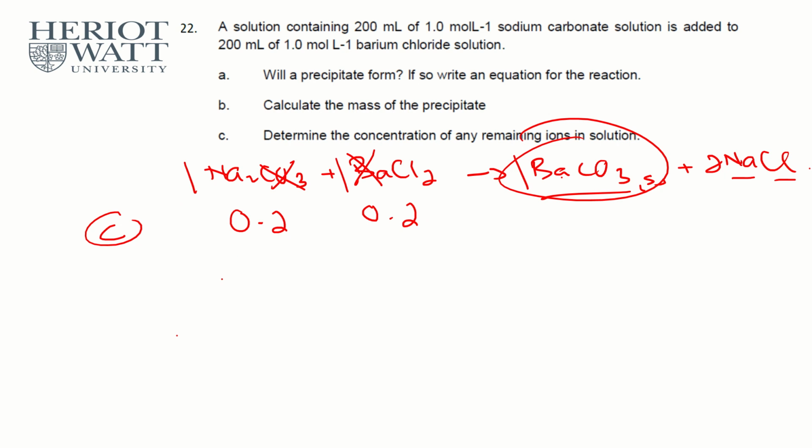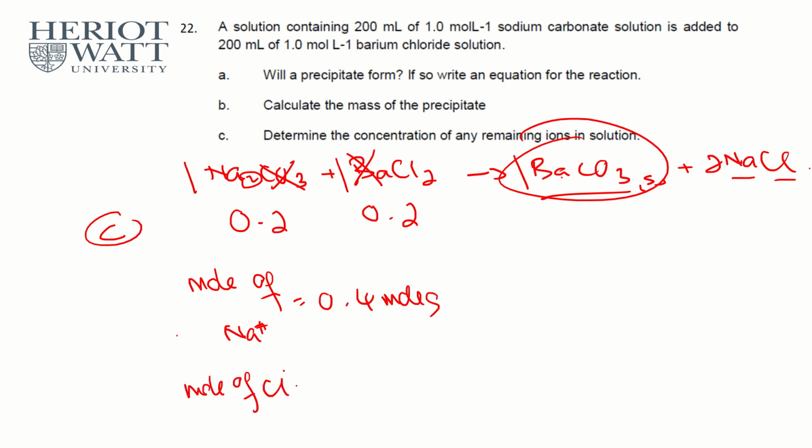So what is the mole of sodium? The mole of sodium should be, I have 0.2 moles of sodium carbonate. I have a 2 here, so 0.2 times 2 is 0.4 moles of sodium. And what is the mole of chlorides? Again, in 1 barium chloride I have 2 Cl. So 0.2 mole, I should have 0.4 moles of chlorides. Okay, barium and carbonate all converted into solid.